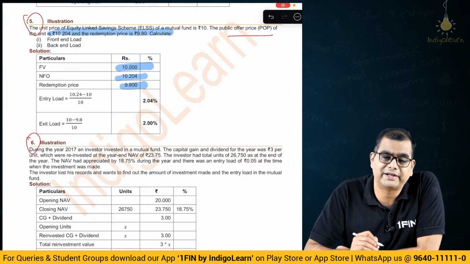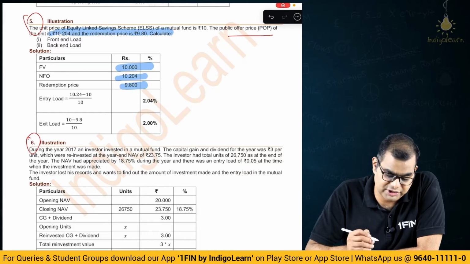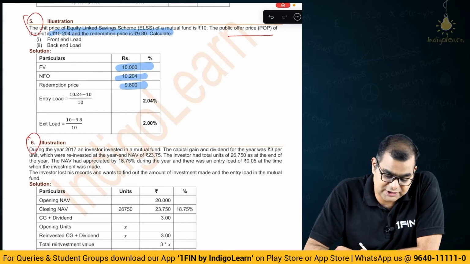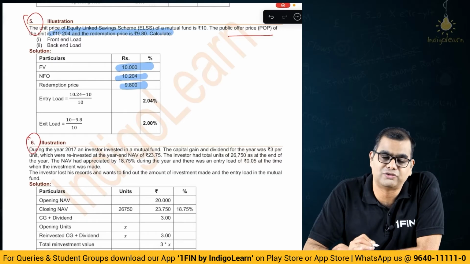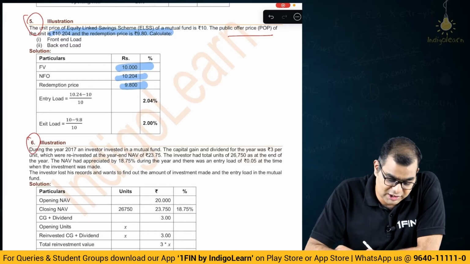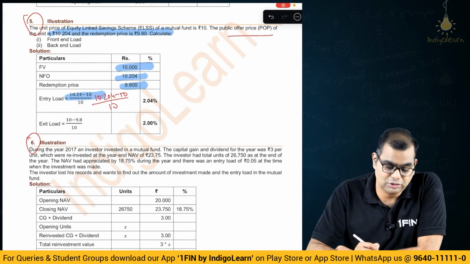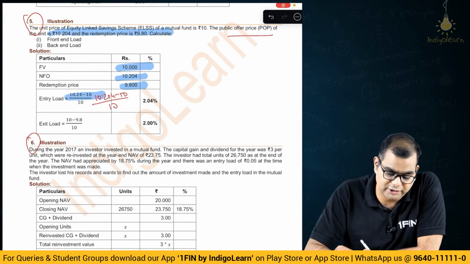Now, what is entry load? Entry load is the extra amount that is charged by the mutual fund company when you make an investment. Even though face value is 10 rupees, you are asked to give 10.204. So, you are paying 0.204 extra. So, what is entry load? 10.204 minus 10, by 10. Extra 0.204 on 10, which is 2.04%.